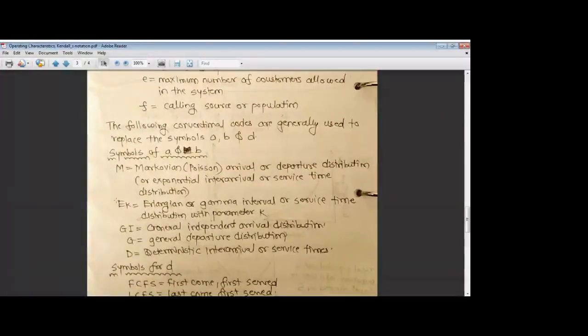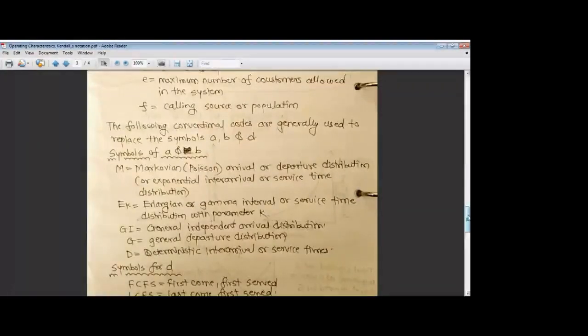It can be an Erlangian distribution, which is represented by EK, and if it is an Erlangian distribution, you will be replacing both your symbols A and B by EK. You also have a general independent arrival distribution, so your A will be replaced by GI there. You also have deterministic inter-arrival or service time, so at that B point you'll be writing D. So for your A and B symbols, they can be represented by M, EK, GI, G, and D, depending upon what distribution is there. So these are the types of distribution that we normally have.